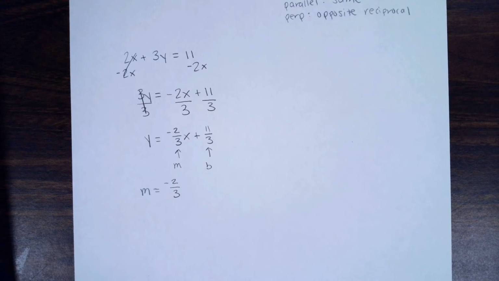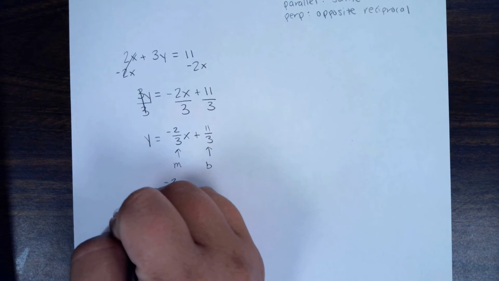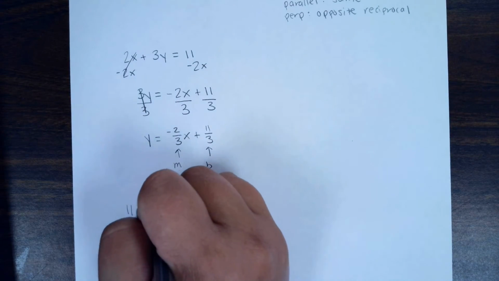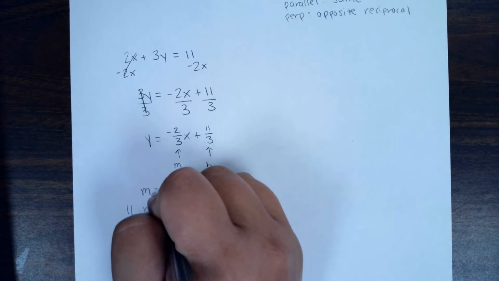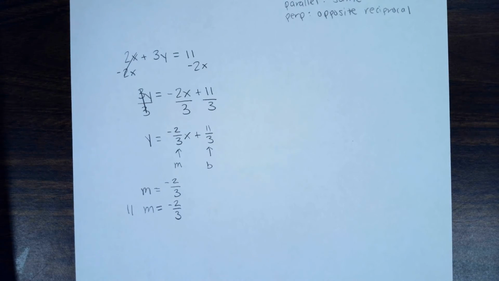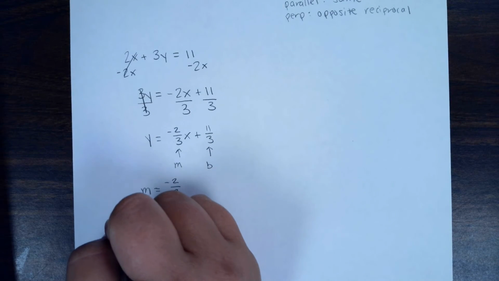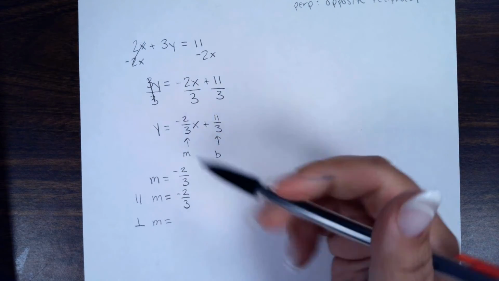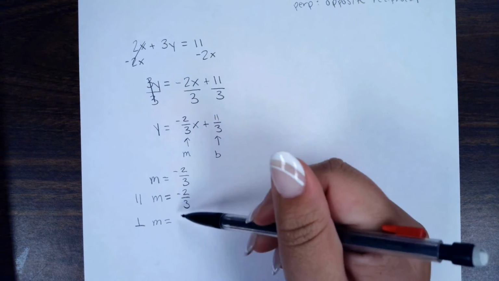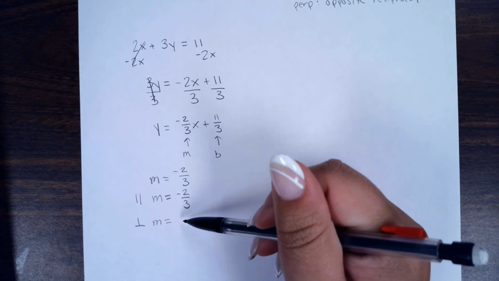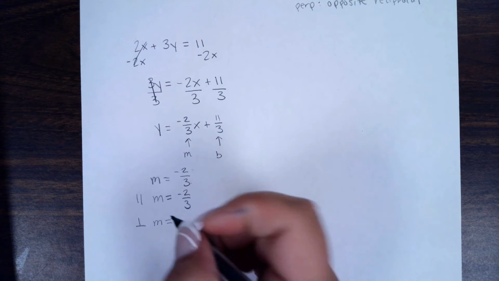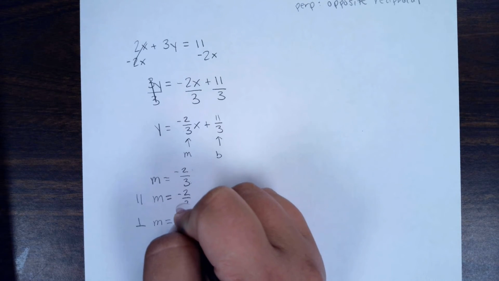And from there we can figure out the parallel slope. So a line that's parallel to this, remember our little symbol for parallel looks like that, that slope would be the exact same. So in this case it would be negative 2/3. Perpendicular slope, remember we need the opposite reciprocal. So our slope is negative, which means perpendicular slope will be positive, and reciprocal, we flip the 2 and the 3. So our perpendicular slope would be 3/2.